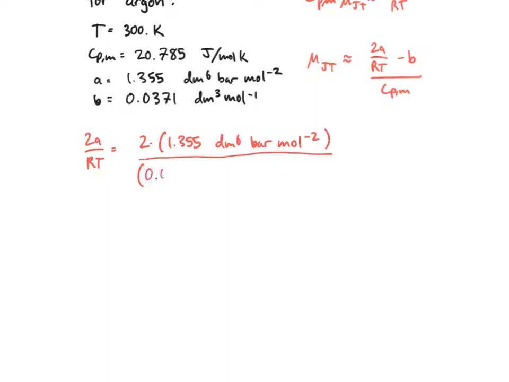So down here, I'm going to put 0.08314 decimeters cubed, bar, mole to the -1, Kelvin to the -1. And then our temperature, last of all, 300 Kelvin.